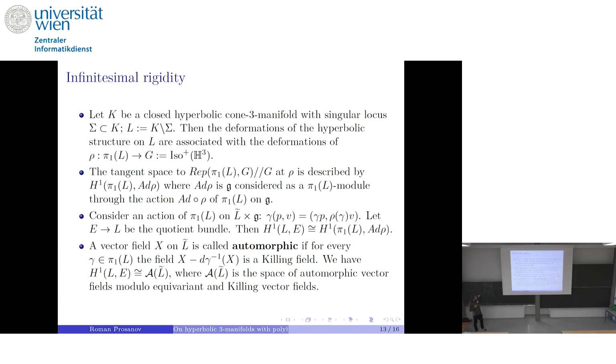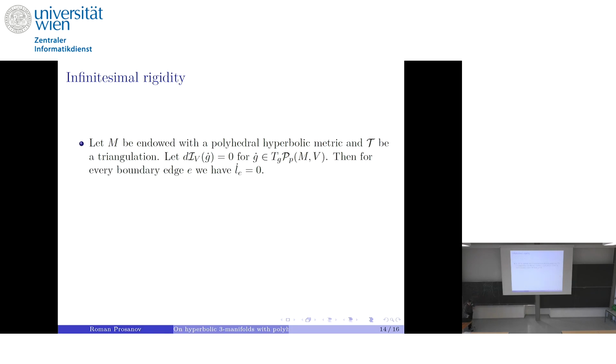The infinitesimal rigidity of hyperbolic cone manifolds is normally formulated in this language. It is shown that when you have a deformation that preserves the cone angles, then it can be represented by an L2 differential 1-form. Another part of the proof is to show that the first L2 cohomology of this bundle is trivial. In this situation it is trivial, and this is another way to reformulate the infinitesimal rigidity of hyperbolic cone manifolds.